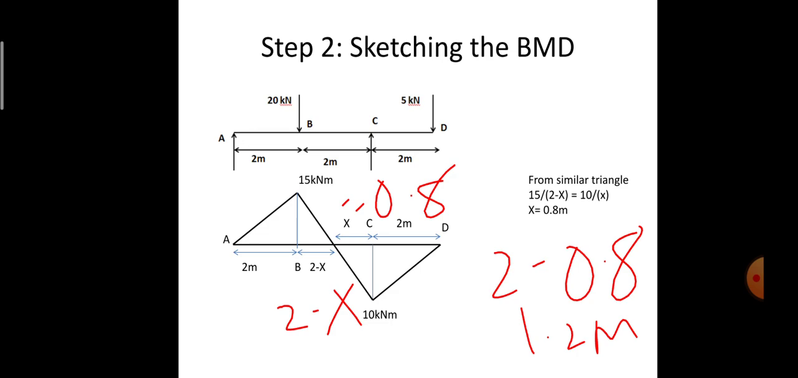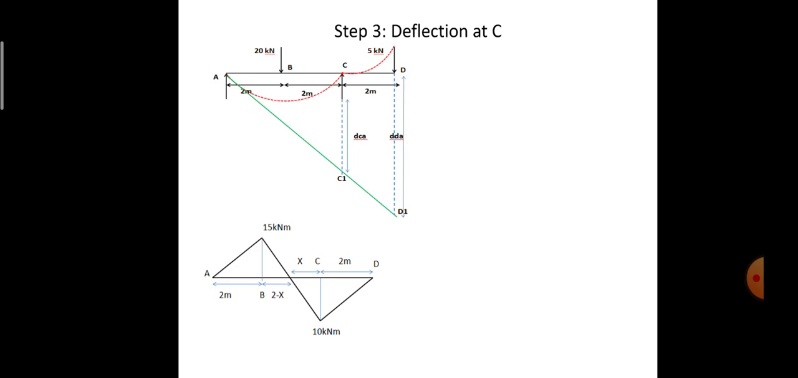So this is all about the calculation of bending moment, sketching of the bending moment diagram, and then the calculation of the distance of the point of contraflexure. So coming on to the next step, that is the determination of deflection at point C.